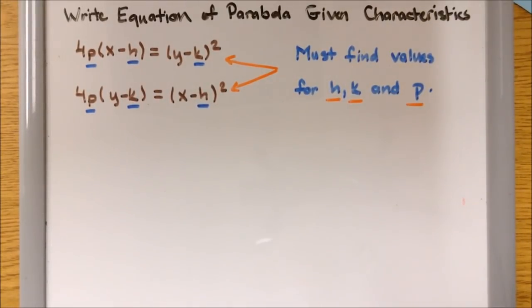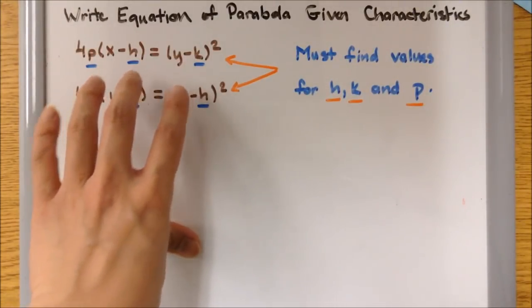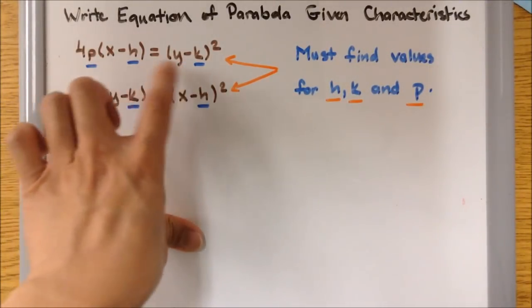In this section, we're going to cover how to write the equation of a parabola given characteristics, meaning if you were given a focus, a vertex, a directrix, or axis of symmetry. So the characteristics that we covered in the previous section, if you were given that, you're going to use that information to write the equation of the parabola.